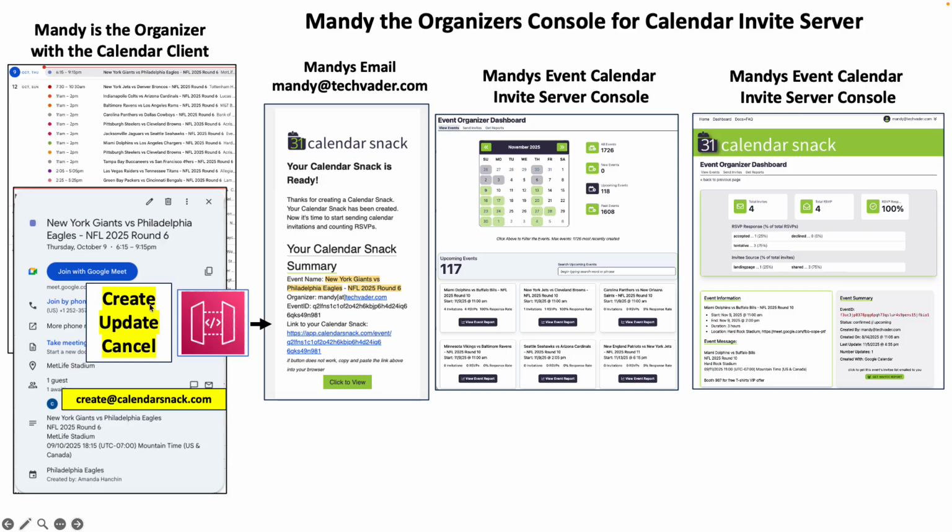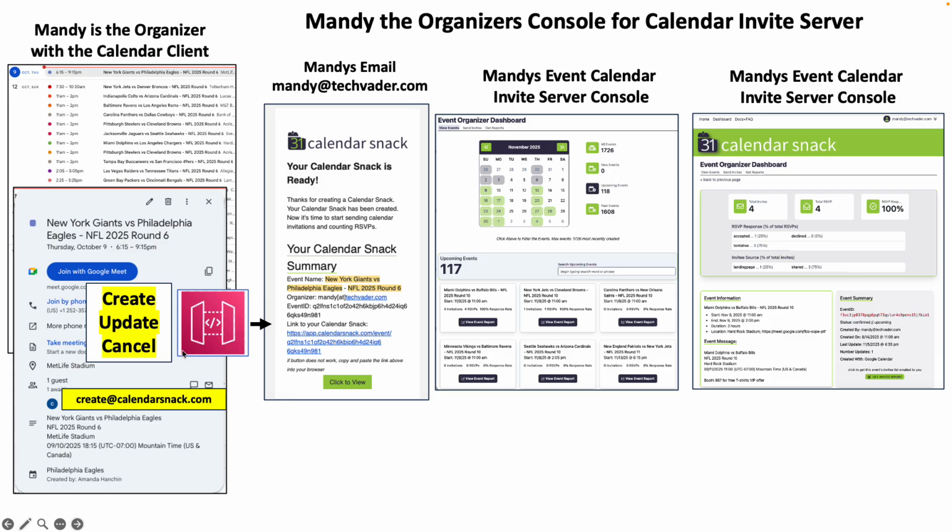The first one is what we call a create. So Mandy sent this example, Giants versus Philadelphia Eagles, round 6. She imported the data. She didn't have to do anything with the data, but forwarded it on to us, in which she used a forwarding email box, create@calendarsnack.com. That becomes the point of ingestion.